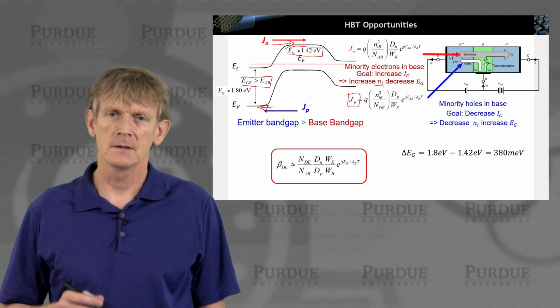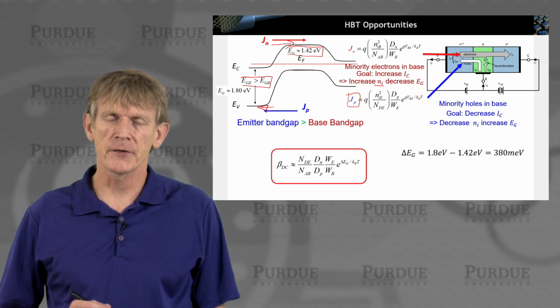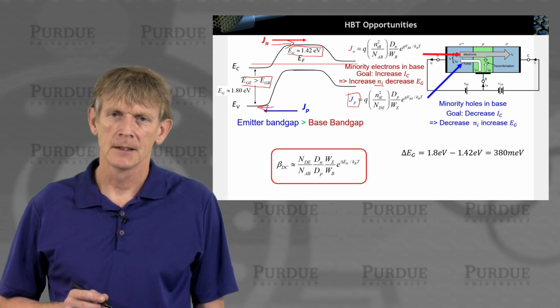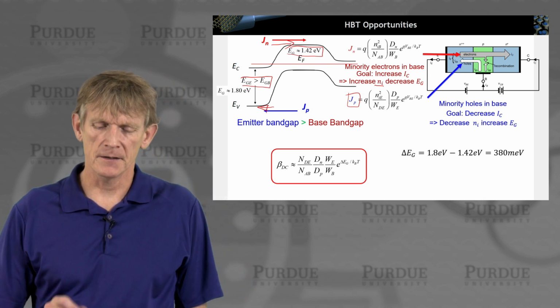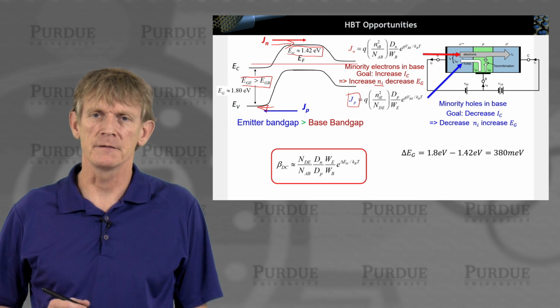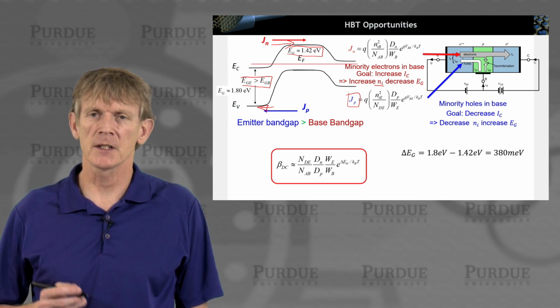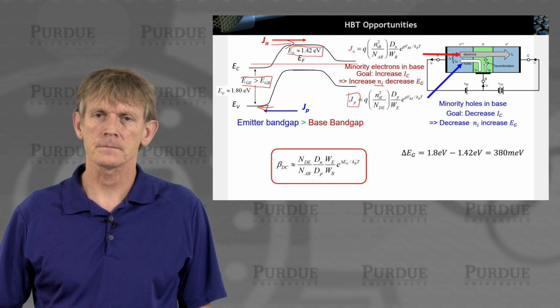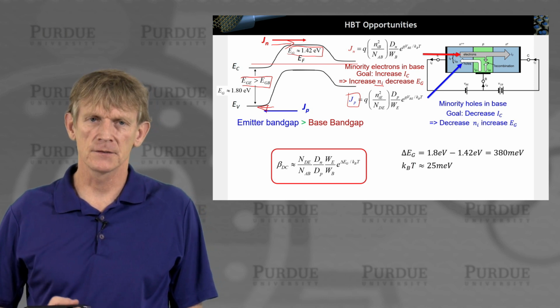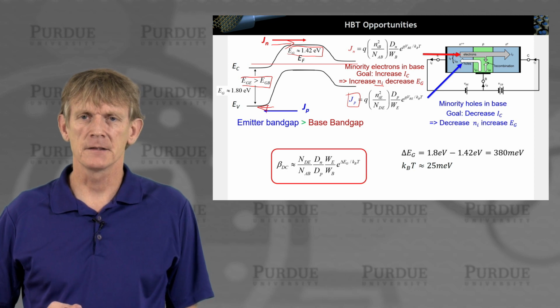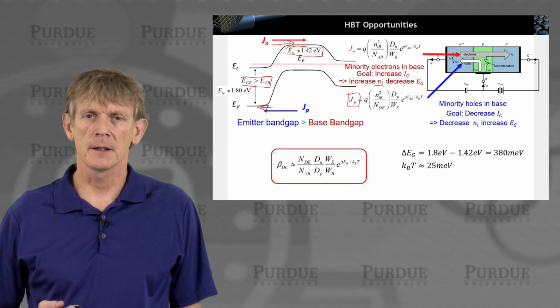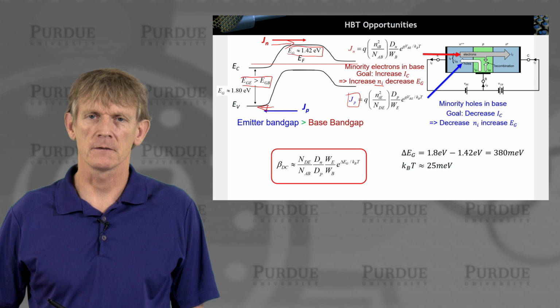Okay, now let's figure out what that buys you. So we're going from 1.8 eV to 1.42 eV as a total band gap difference. So that's 380 millielectron volts. Now, compare that to the thermal budget of kT at room temperature, that's roughly 25 millielectron volts.